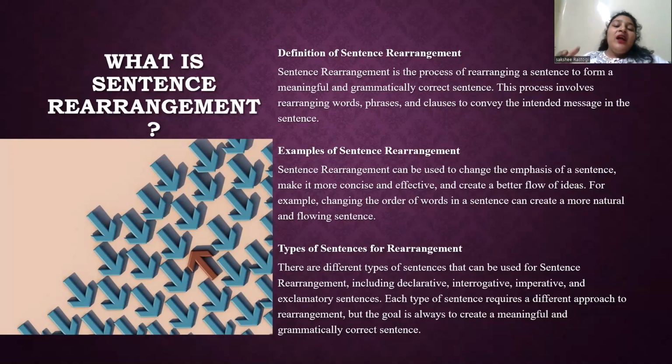So types of sentences for rearrangement. Let's break down each type of sentence in more detail with examples and explanations. First is simple sentences. It contains a single independent clause, which is a complete thought. There are no dependent clauses or conjunctions. For example, "The dog is barking." A rearrangement example is, "Barking is what the dog is doing."